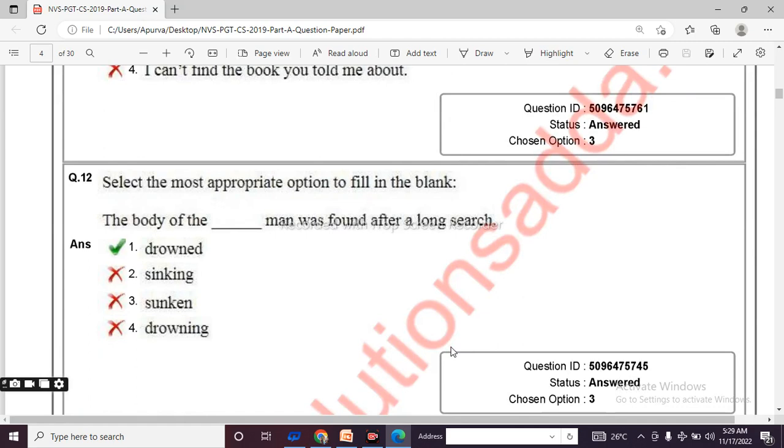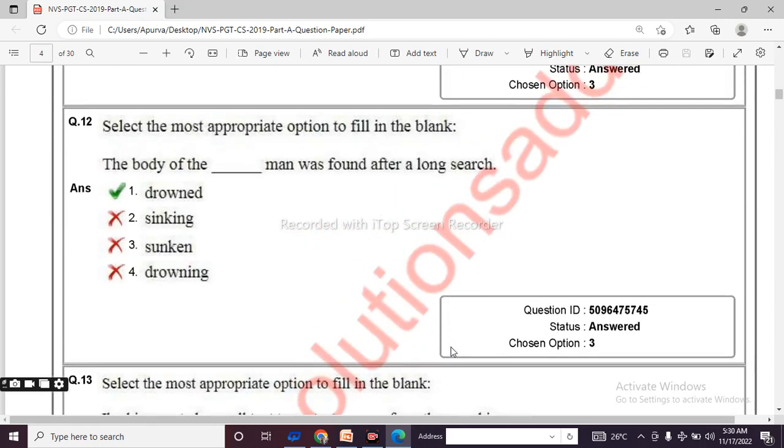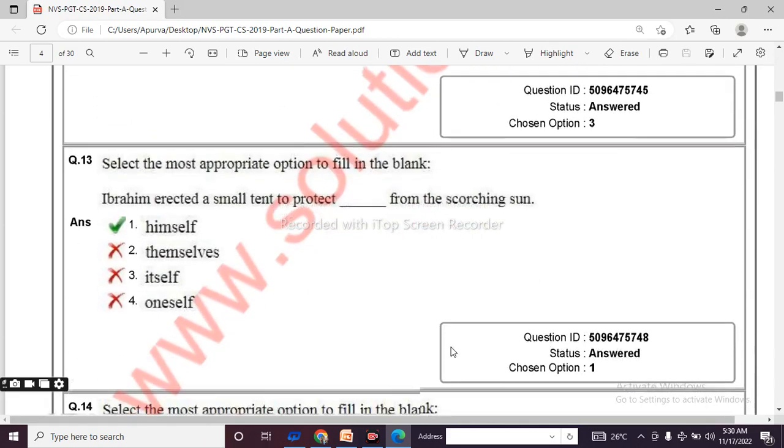Select the most appropriate option to fill in the blank. The body of the drowned man was found after a long search. So, the body of the sinking man will not be possible. Sunken man will not work. So, drowned man. You can see that we need to be familiar with lots of words. Only then will we be able to answer these kinds of questions.